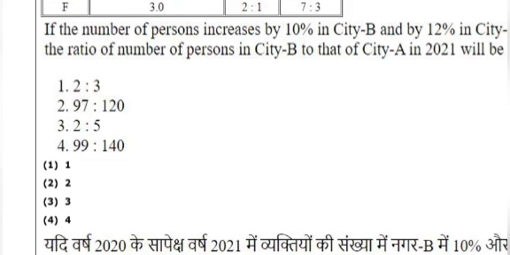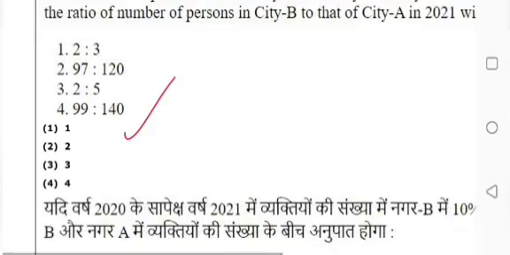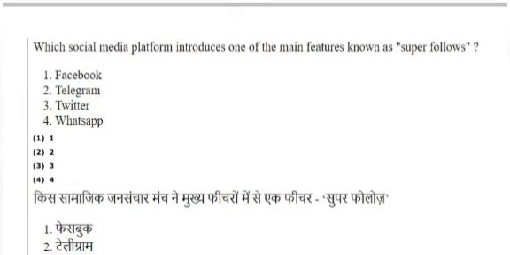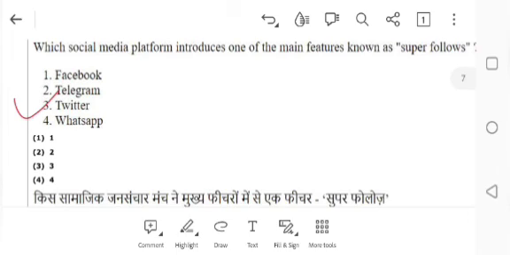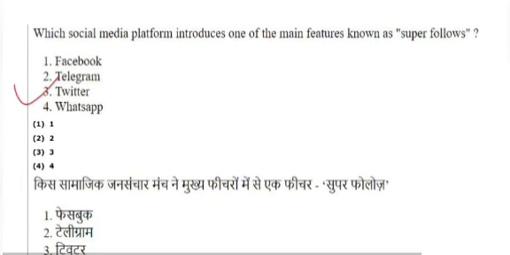Correct answer will be number D, 99:140. Question number 5 done. Then question number 6. Which social media platform introduces one of the main features known as super follows? Facebook, Telegram, Twitter, WhatsApp. So this is brought by super follows by Twitter. But right now, as you all know, Twitter has been changed to X by Elon Musk. Now he is the owner.